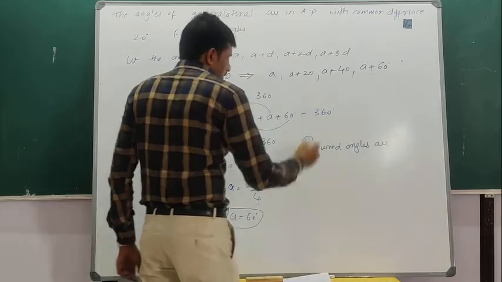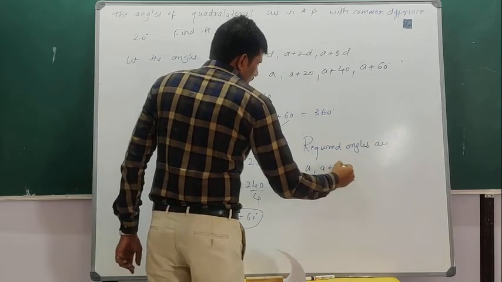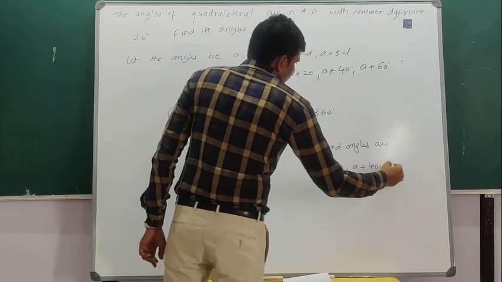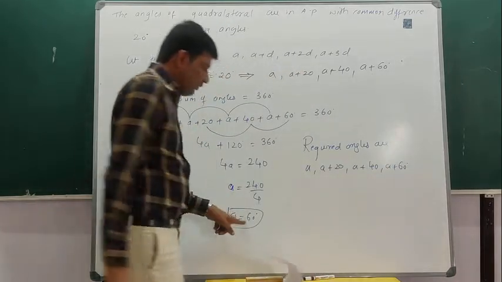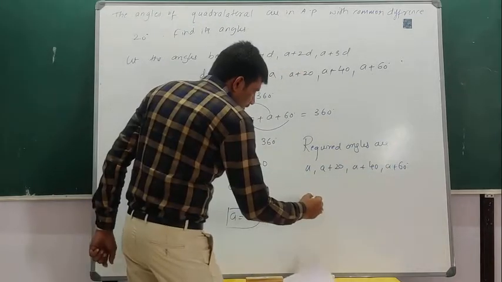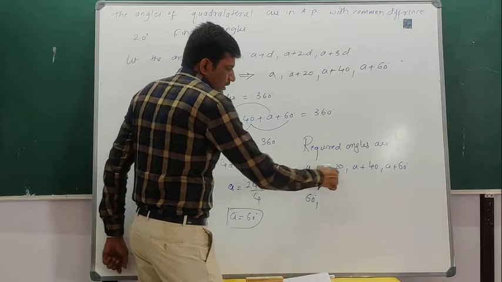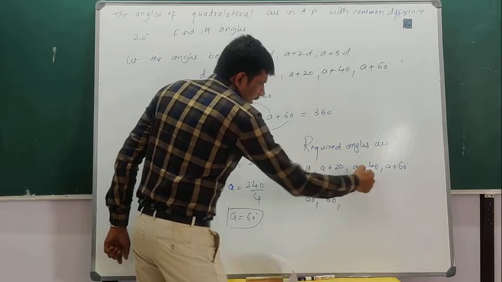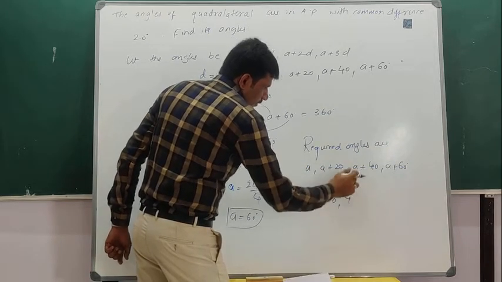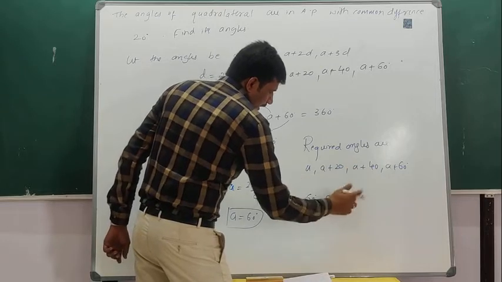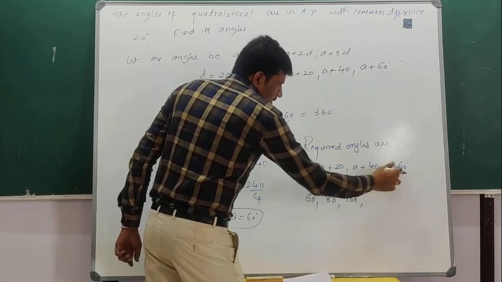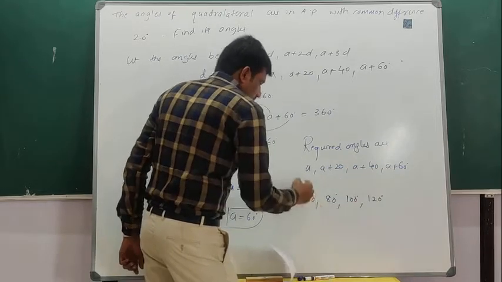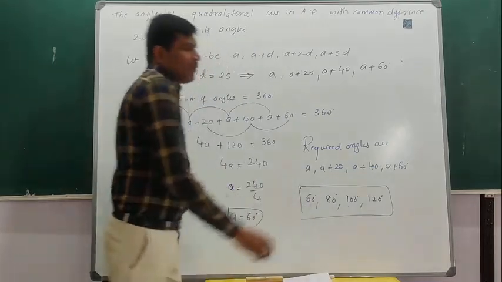So what are the angles? They are A plus 20, A plus 40, A plus 60. So what is the A value? It is 60. Therefore 60 degrees is the first angle, 60 plus 20 is 80 degrees, 60 plus 40 is 100, then 60 plus 60 is 120. So these are the required angles of the quadrilateral.